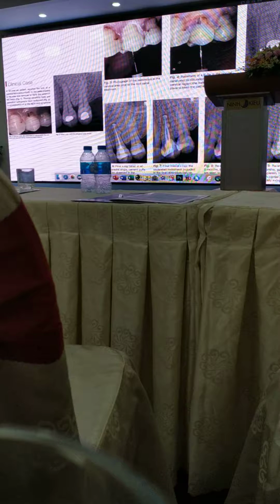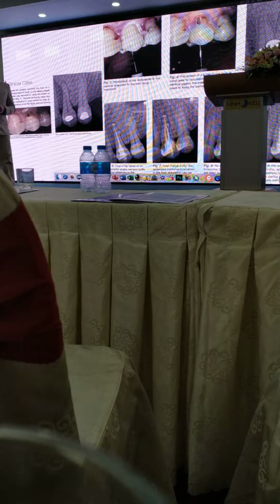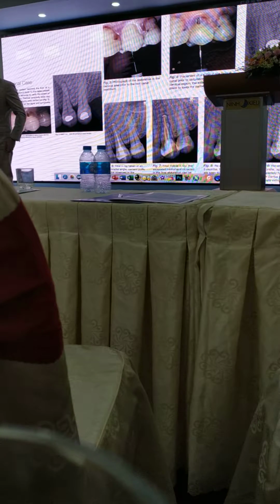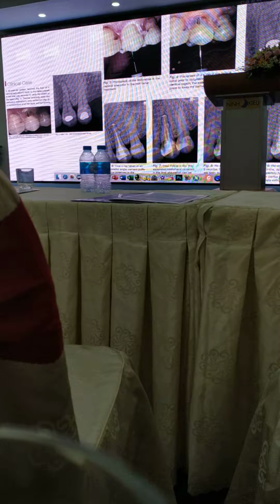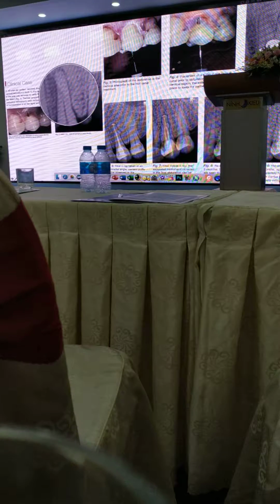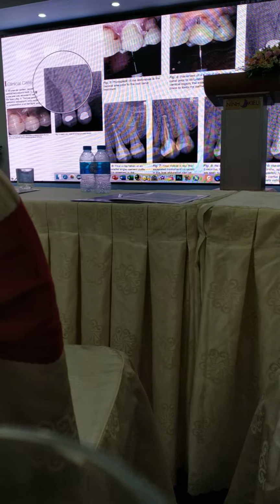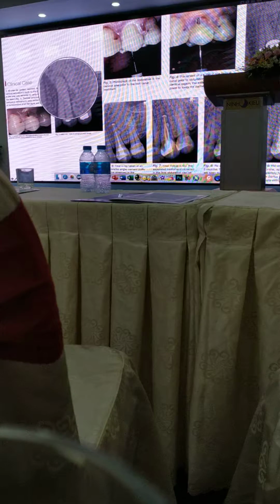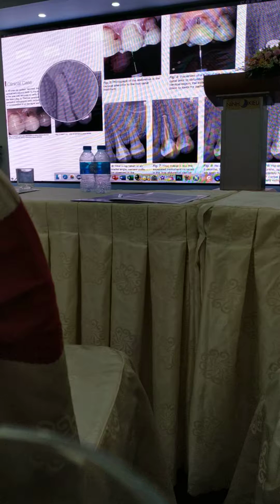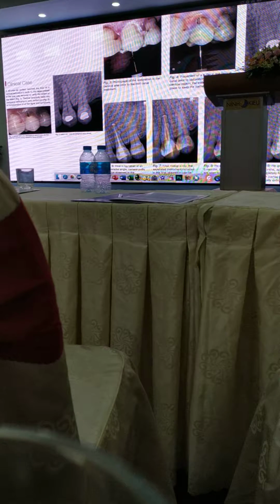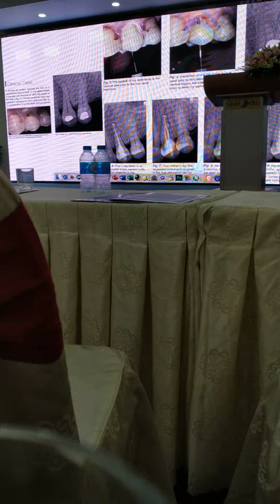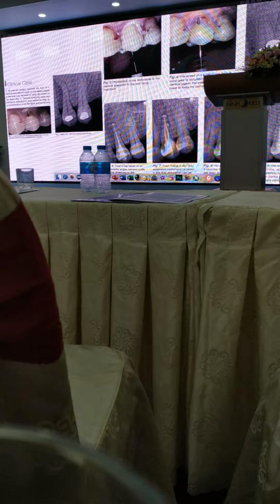This is an interesting case because, as you can see, in this initial radiograph, this premolar has a periapical area here and a lateral area here. That lateral area may be because of a lateral canal or because of a shorter root in that tooth.